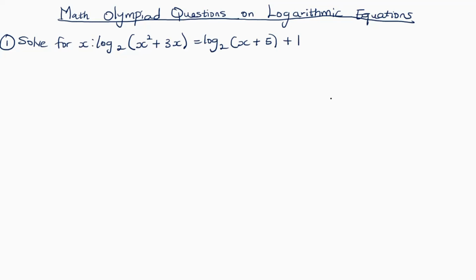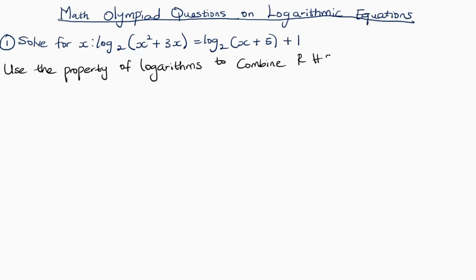So the first thing guys you want to do right here is to simply apply the property of logarithms to combine the right hand side. So, using the property of logarithm to combine the right hand side, which is this side right here, we have log 2 of (x squared plus 3x) is equal to log 2 of (x plus 5) plus log 2 of 2.